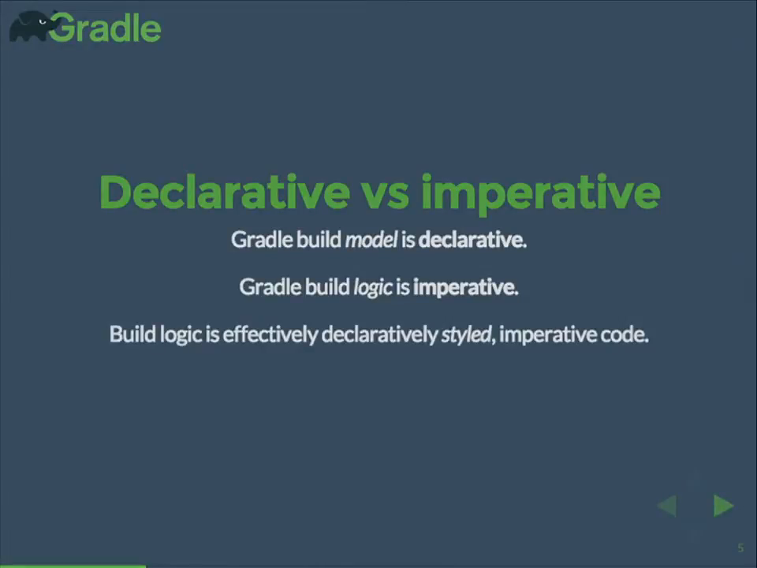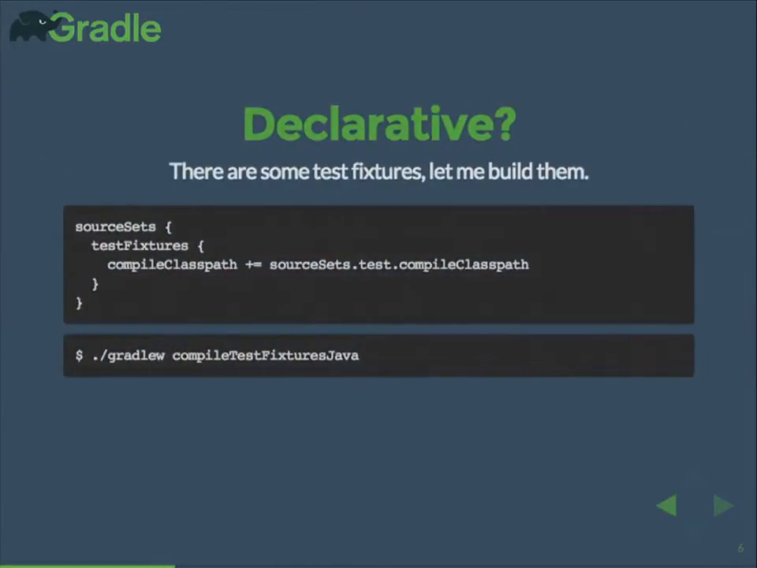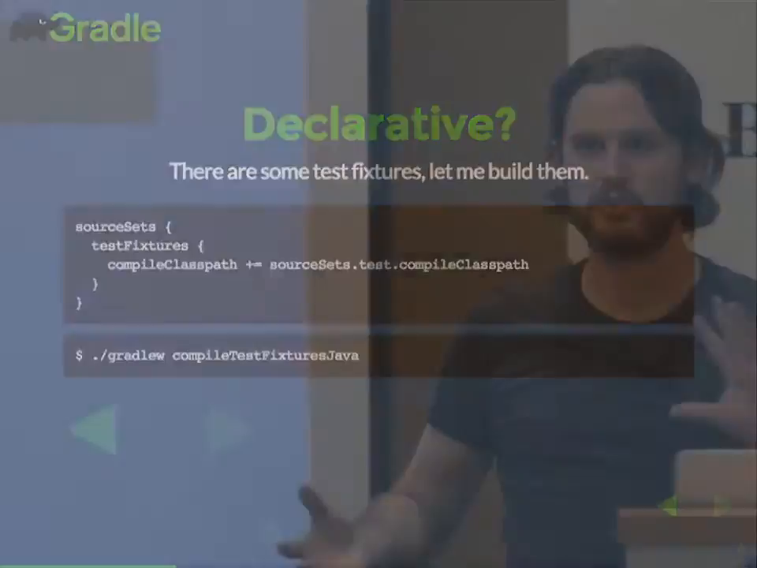However, through a bunch of different techniques and approaches, it's effectively declaratively styled imperative code. And we'll see what that means. So there's a bit of a disconnect there between, again, what the ideal intent is and what the situation is right now. So declarative, what do we mean? This is kind of the canonical Gradle declarative example. I'm saying there is a test fixture source set here. So this is a thing. I'm saying the test fixture in itself is not necessarily an executional unit.